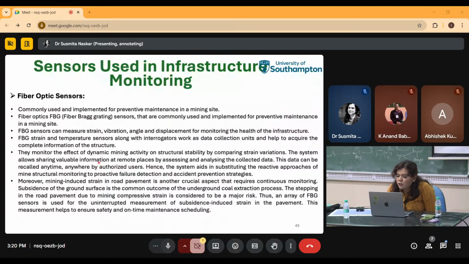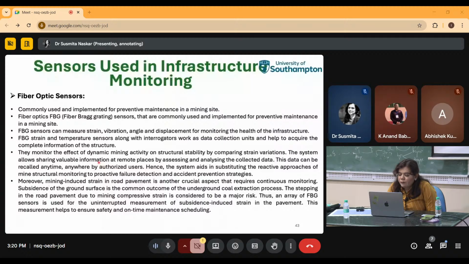They can measure strain, and we can also measure vibration, angle, and displacement simultaneously. That's the best part compared to the other previous sensors. They also provide a full picture of structural health. So an FBG strain and temperature sensor combined with interrogators can act as a complete data collection system for continuous and real-time monitoring. That's the way FBG sensors are better compared to the other ones: they can simultaneously measure two things together, and they can combine with interrogators and act as a complete data collection system.